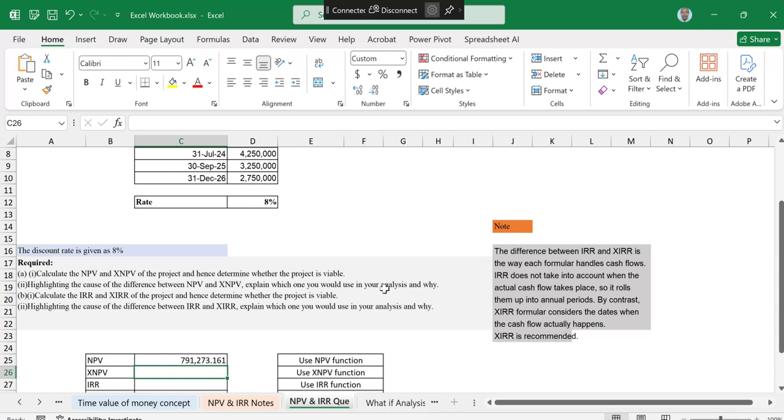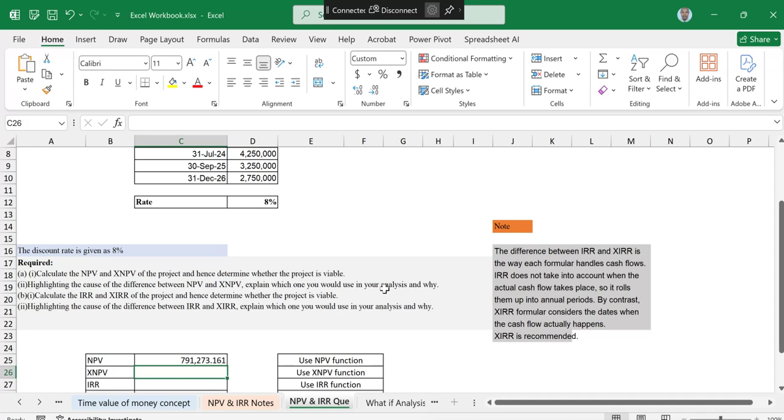Is the project viable based on NPV? Definitely, yes. According to the decision criteria, if NPV is positive, you take the project, so it's viable. If NPV is 0, you become indifferent because it can either be rejected or taken. If NPV is negative, then you reject the project. So in this case, the NPV is 791 thousand, therefore we accept the project.